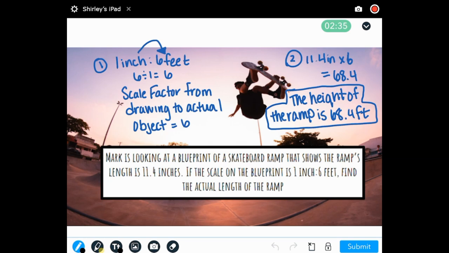Again, make sure you're reading the problem carefully. Our information is that the ramp on the blueprint is 11.4 inches. So make sure you're recognizing that it's 11.4 inches. My scale is 1 inch to 6 feet. Find the actual length of the ramp.